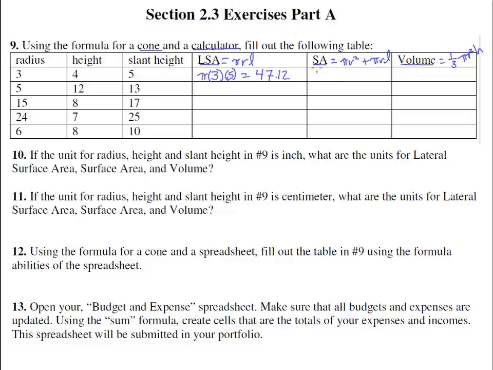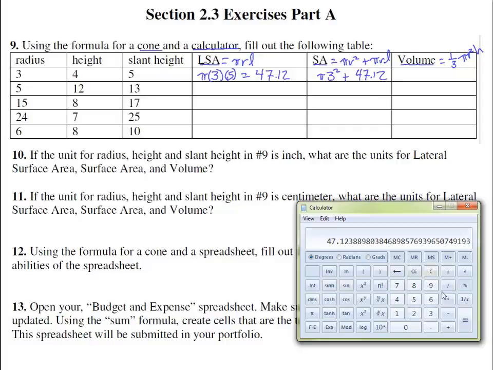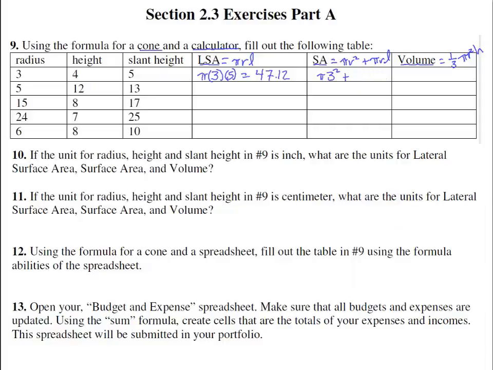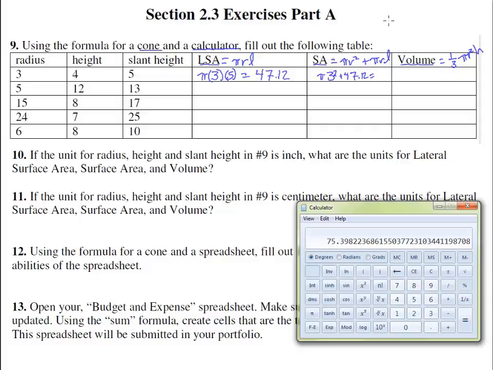47.12. The surface area is going to be pi r squared, so we get pi times radius 3 squared plus pi r L. We already have that one, that 47.12. So we can take that 47.12 and add it to, so hit plus 9 times pi equals, and we get 75.4 is what it looks like. 75.4. Let's clear off a little space. Rewrite that as plus 47.12 equals 75.4.